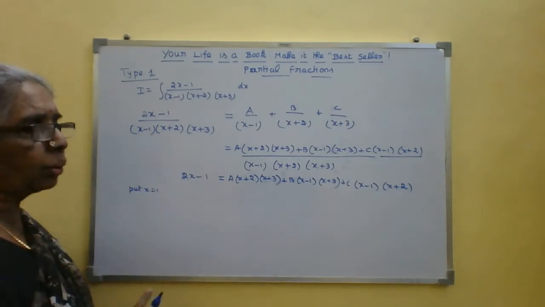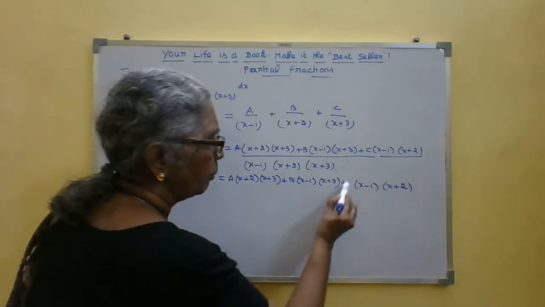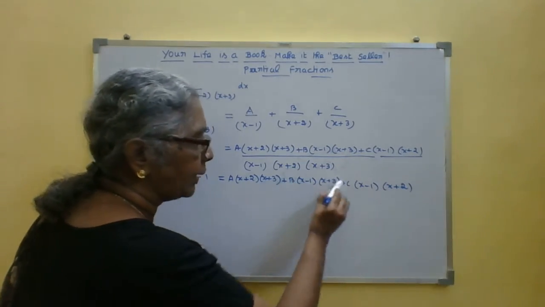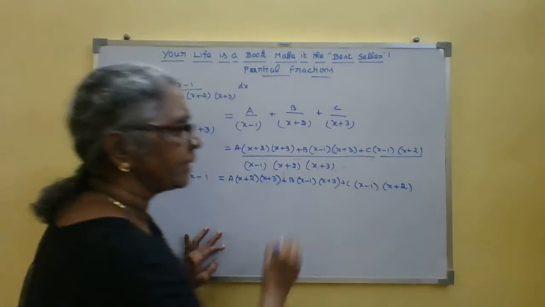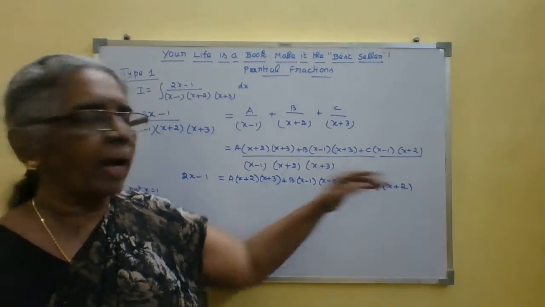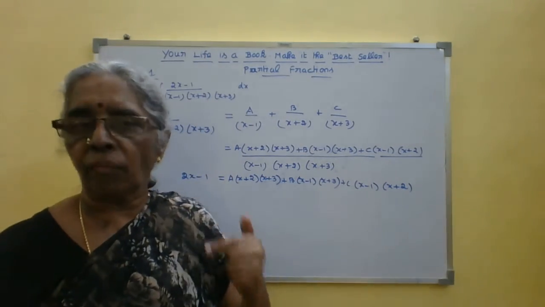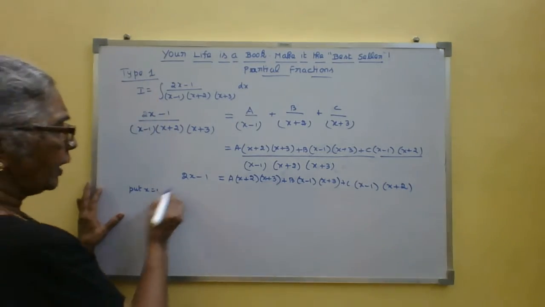So, now I am going to put x is equal to 1. When I put x is equal to 1, what will happen? This term, because it has an x minus 1, will vanish. This is 0. Similarly, this term also contains x minus 1. So, these two terms will vanish. I can straight away find the value of a.